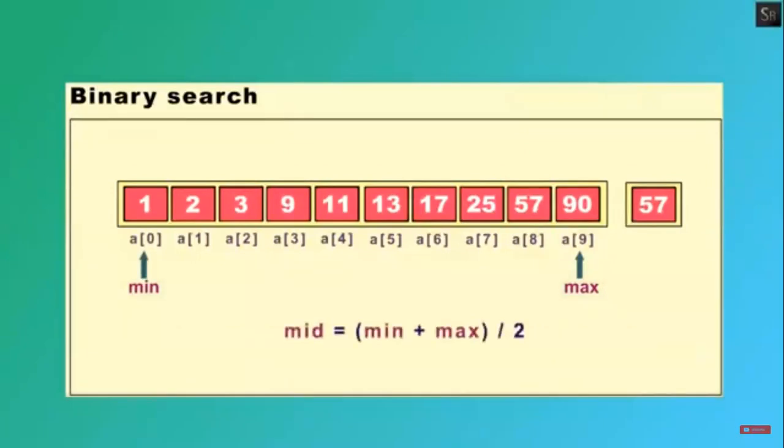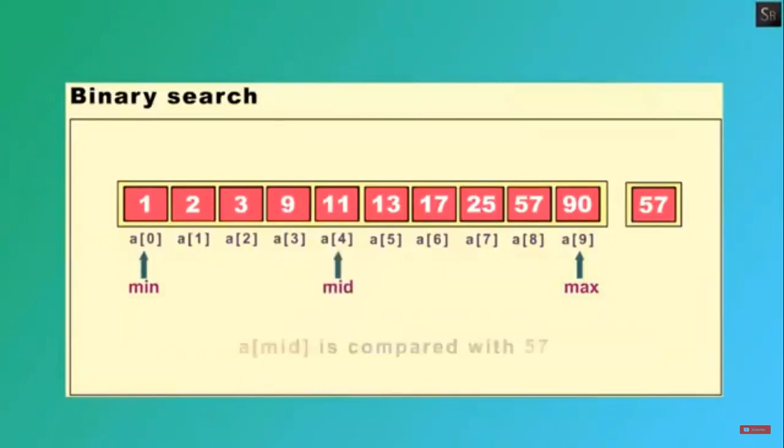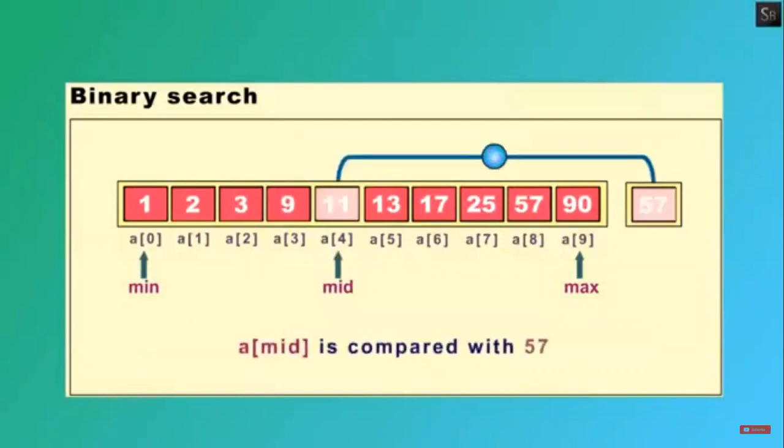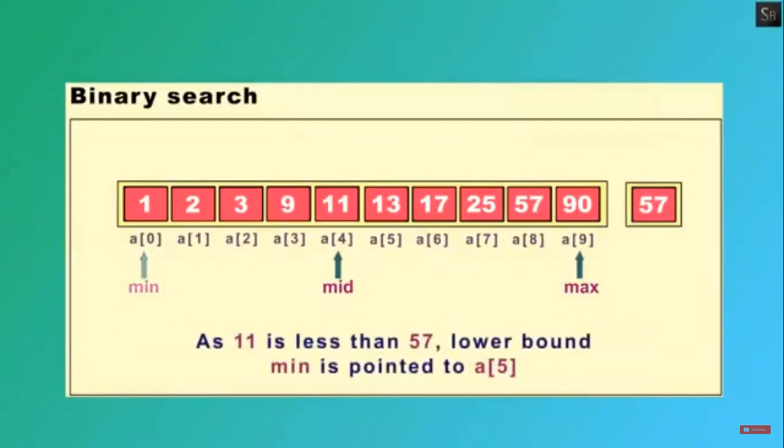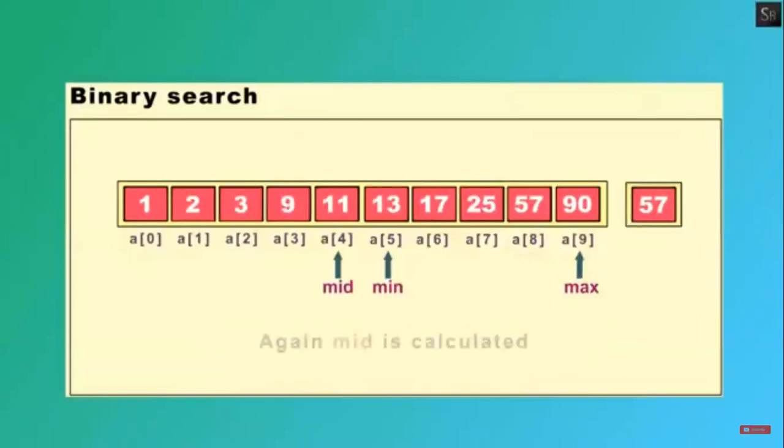Find the middle element, where middle equals (min plus max) by 2. 0 plus 9 by 2 equals 4, the fourth location. The value there is compared with 57. Both are not equal. Then the top value moves from here: minimum equals mid plus 1.